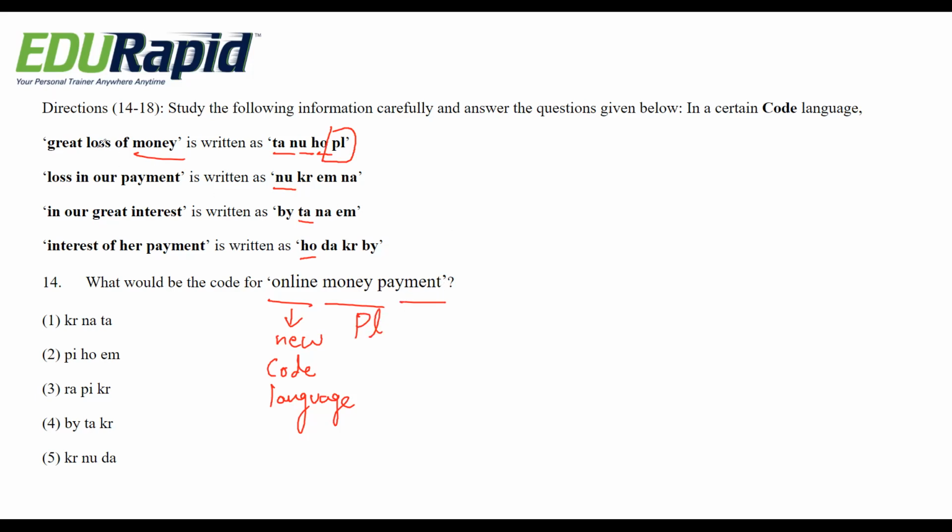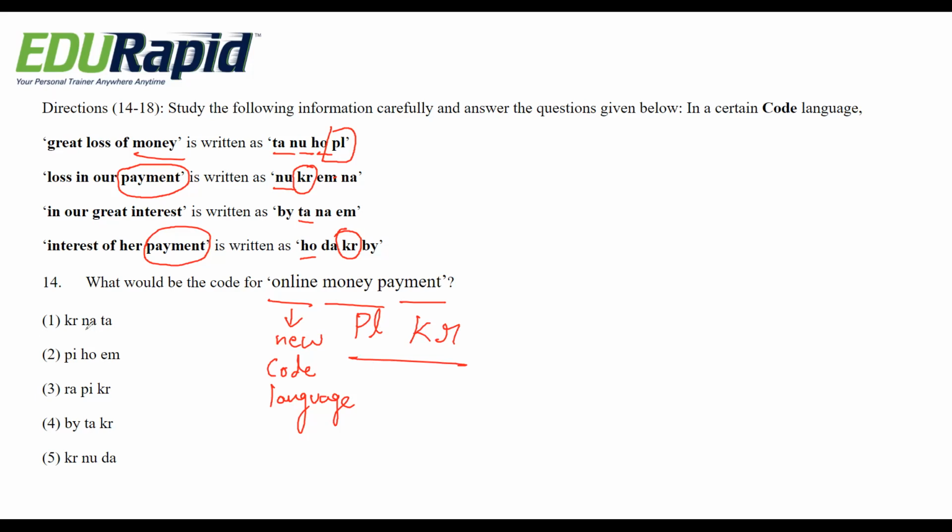Next one, payment. Payment in the second sentence it is present. Okay, in the third sentence it is not present. In the fourth sentence payment is there. Let me check the second and the fourth sentence, which are the common ones. NU is not present in the fourth sentence. KR is present in the fourth sentence. EM is not present in the fourth sentence. NA is also not present. So for payment, KR is the right one. So PL and KR are common.